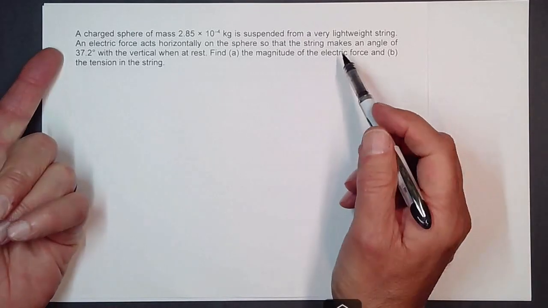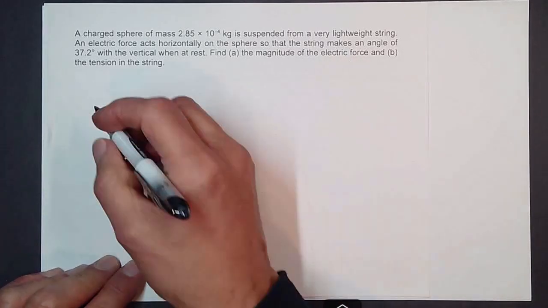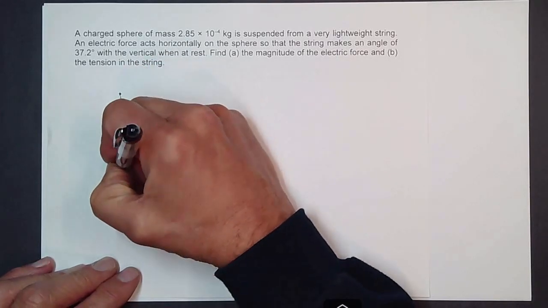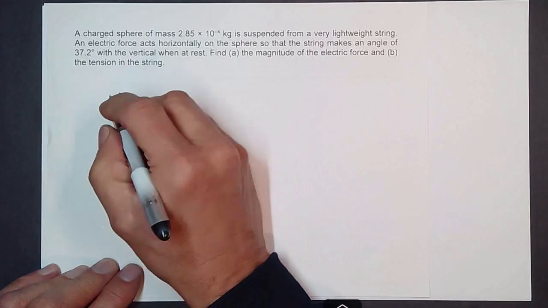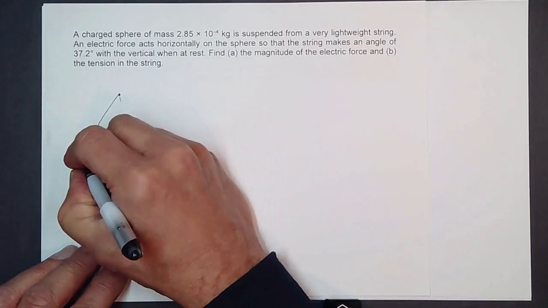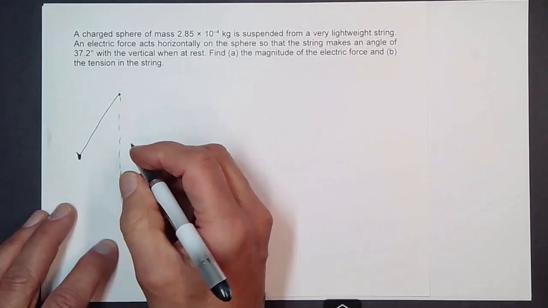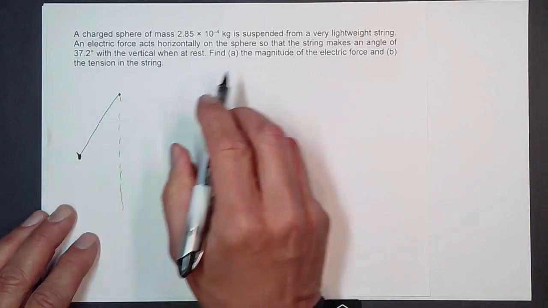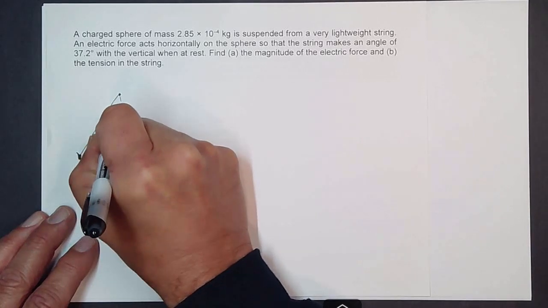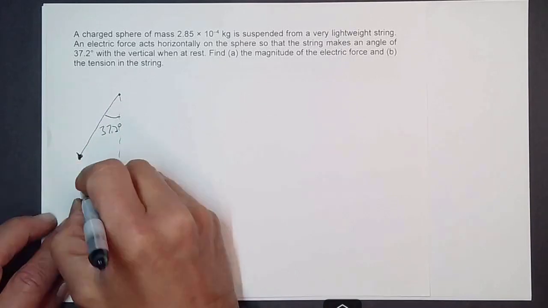Turns out the geometry of this situation is just like the grandfather on the swing. So here's what we have. The angle's bigger, but we've got a suspension point. We have a string that's tied to this little charged sphere, and it makes an angle of 37.2 degrees. And this is our little charged sphere here.